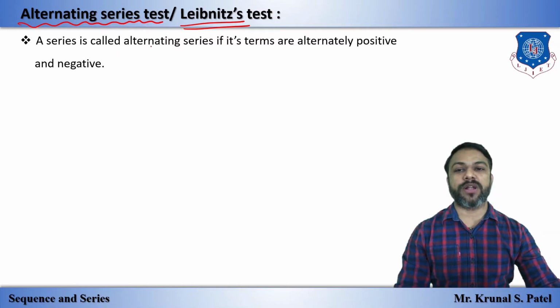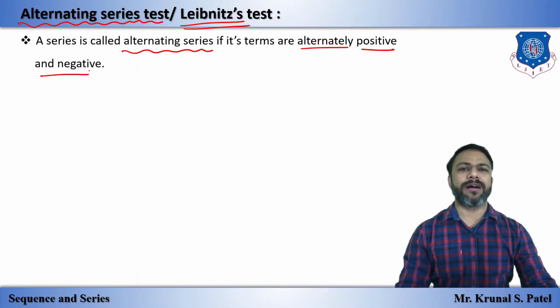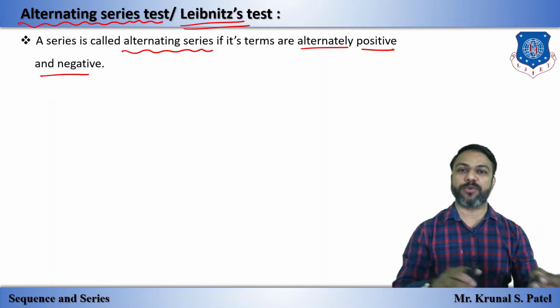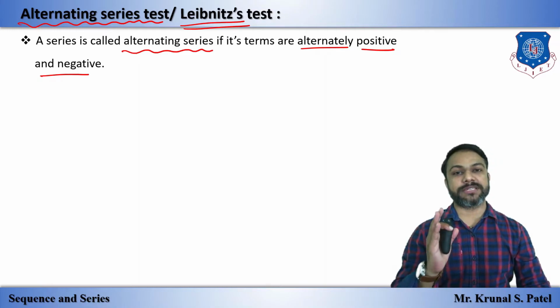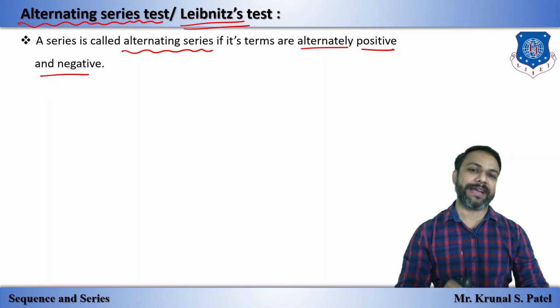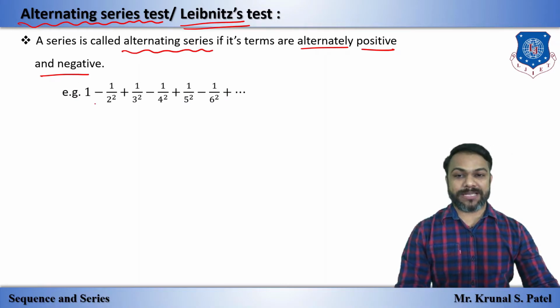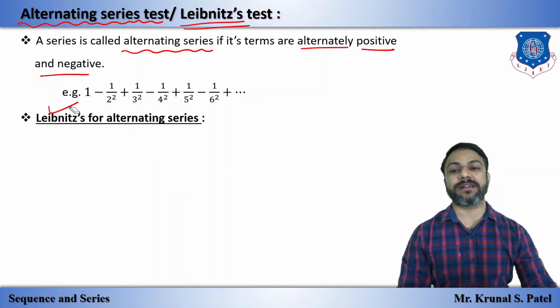A series is called an alternating series if its terms are alternately positive and negative. As its name suggests, it goes positive, negative, positive, negative. Starting with negative or positive doesn't matter, but once we start, it must compulsorily alternate, negative, positive, or positive, negative. For example, like this: plus, minus, plus, minus, plus, minus. Okay. So if the series is alternating, then we will apply the Leibnitz test.